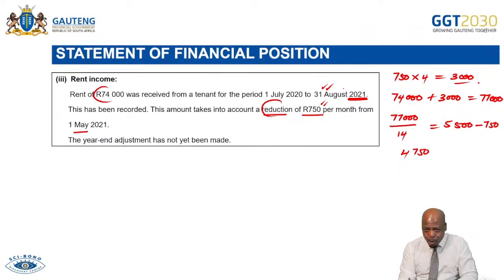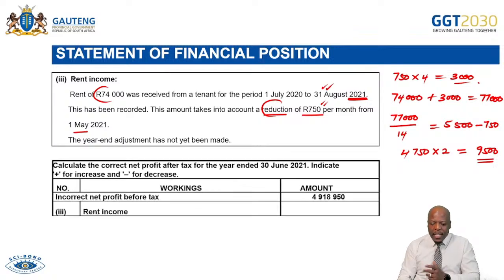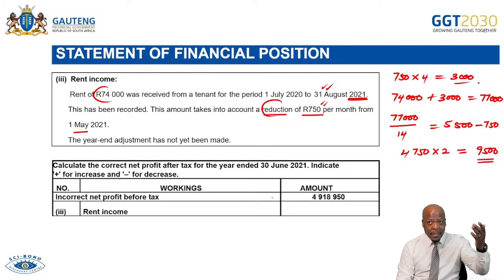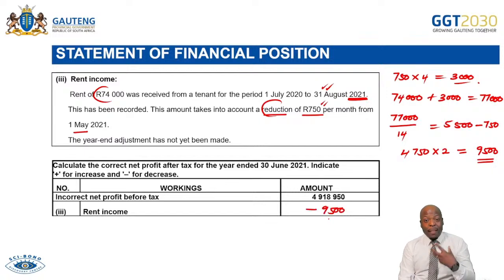My problem is how many months, by the way? July and August, because the financial year is supposed to end in June. So here I'll multiply this by 2. How much do I then get? 9,500. What is that? Income received in advance. If I've received income in advance, it overstated my profits. My profits were more. Okay? And then in order for me to correct that, what do I do? I come here, then I say minus 9,500. I decrease it, all right, because my profits were overstated.